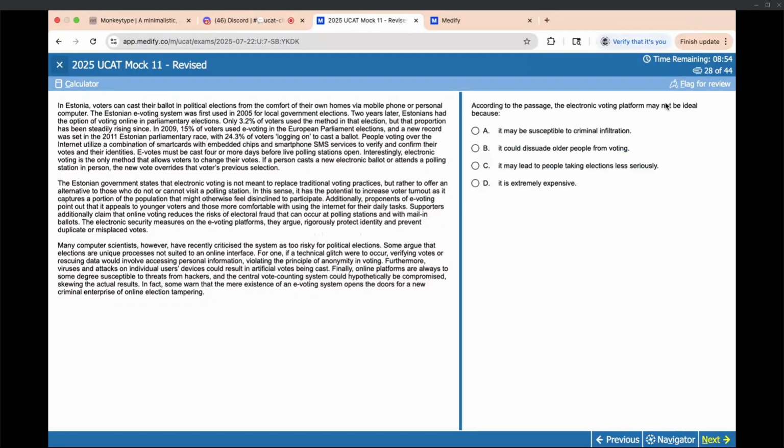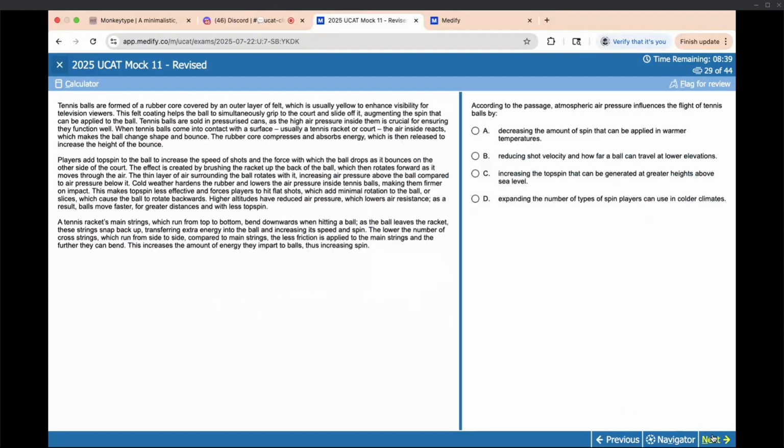According to the passage, it may not be ideal because it says here not suited for online crypto votes with viruses, attack on individual data. So it's susceptible to attack. Criminal enterprise, so it's susceptible to attack.